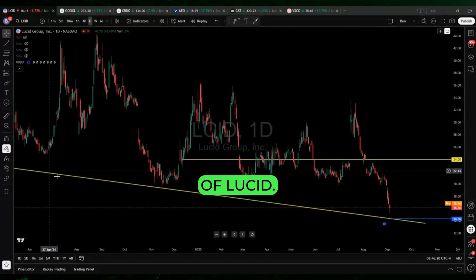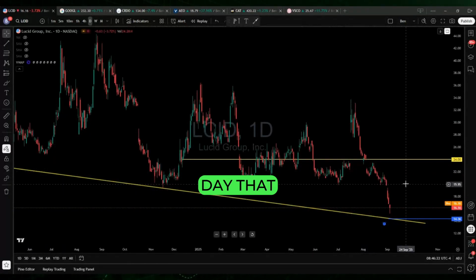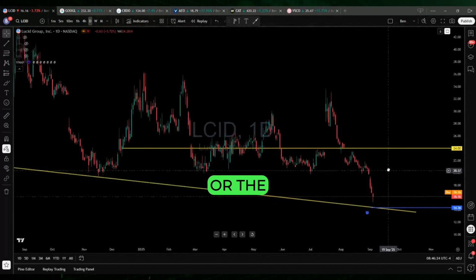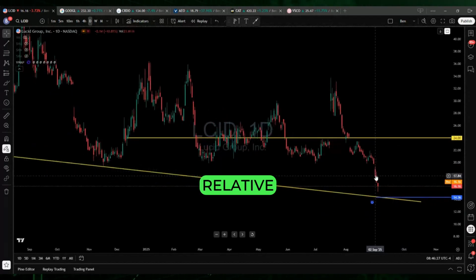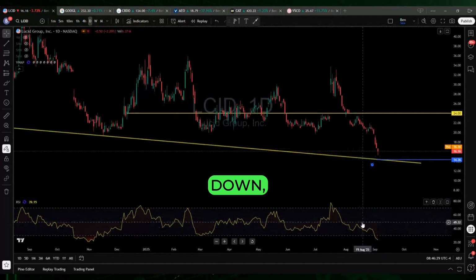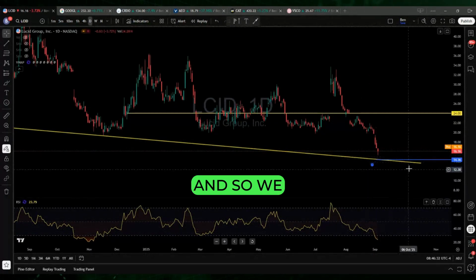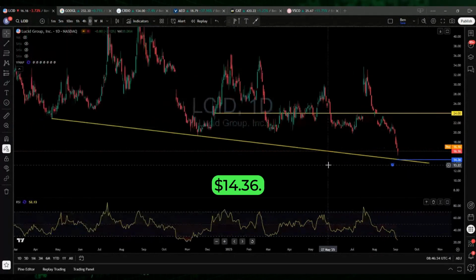So here's the chart of Lucid. I was mentioning the other day that the chart of Lucid was indicating that the relative strength index was going to push price action down. And so we had our entry price at $14.36.